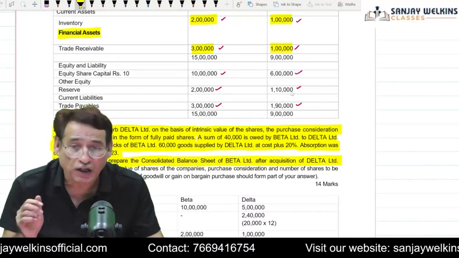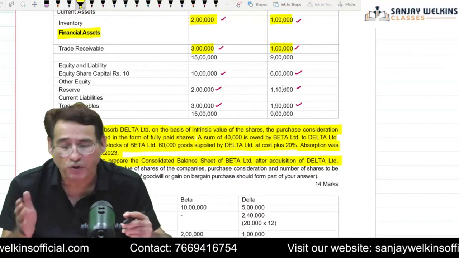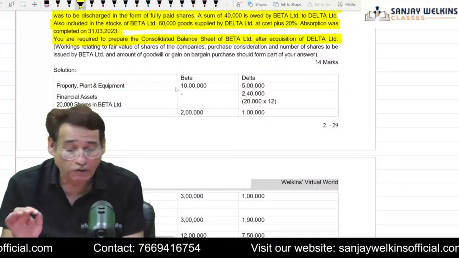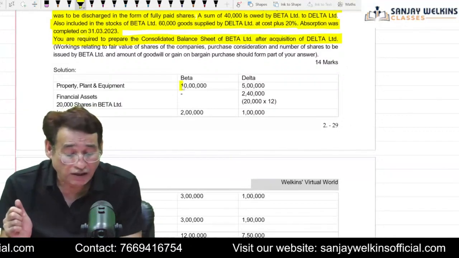6, 7 lakh 10. Reserve is 1 lakh 10,000. What are you writing? Okay, you have already given me the answer first. I will come over to that. Now, first of all, as usual, what do I need to do?